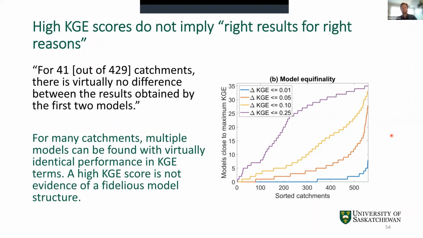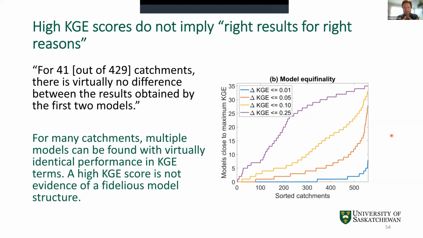So essentially, this confirms what Perrin et al. found. For many catchments, multiple models can be found with virtually identical performance in KGE terms. And this matters for studies that investigate the impact of changes. If we go back to that traditional model setup that I showed in the beginning, if all we do to find out whether our model is reasonable or good to use for the study is compare our model performance to a certain global efficiency score and say, okay, well, this is above 0.75 NSE or this is above 0.80 KGE, so it must be good.